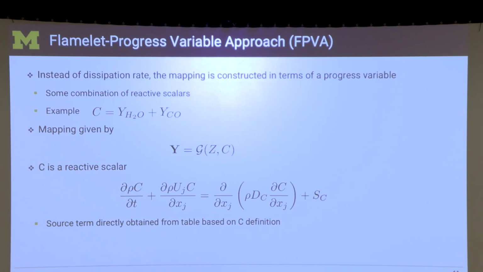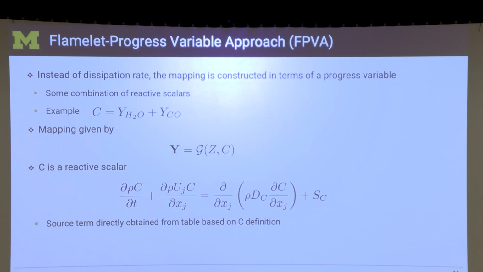So what we do is we take progress variable C, which is the sum of mass fractions of H2O and CO. H2O is the full product of combustion. CO is an intermediate product. So if you don't go to completion, you'll produce CO. If combustion goes to completion, you'll produce CO2. And H2O is the marker for completion. So you add those two mass fractions, that's your definition for reaction progress variable. Then you get an equation that looks like this.